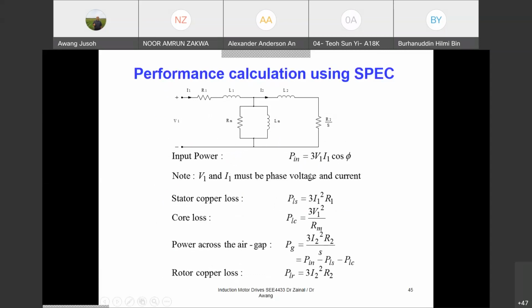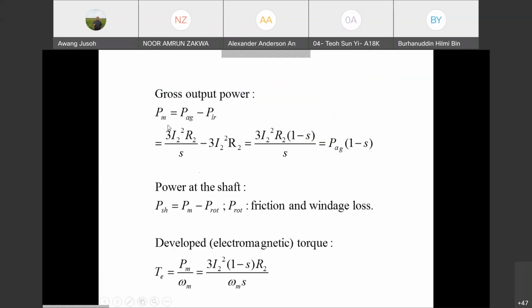Okay, P in is this formula: 3 V phase I phase cos theta. And P shaft is P mechanical minus P rotational. So P shaft divided by P in gives the efficiency of the induction motor. Okay, torque, developed torque. Torque equals P mechanical divided by mechanical speed.